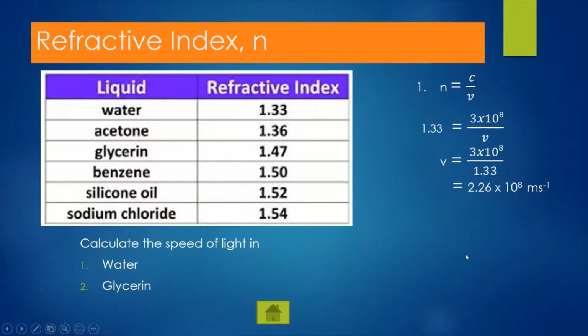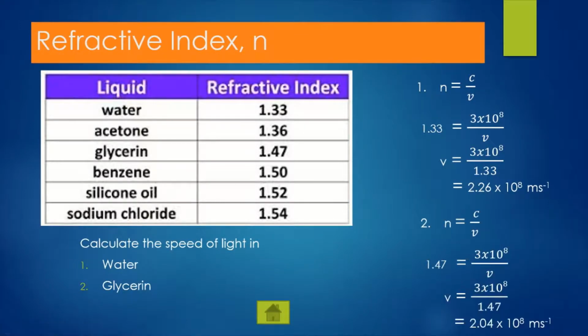What about glycerine? Using the same method, we get the speed of light in glycerine is 2.04 times 10 to the power 8, which is even slower. So that proves to us that as refractive index increases, the speed of light in that medium decreases. So it slows down even more, so it bends even more.